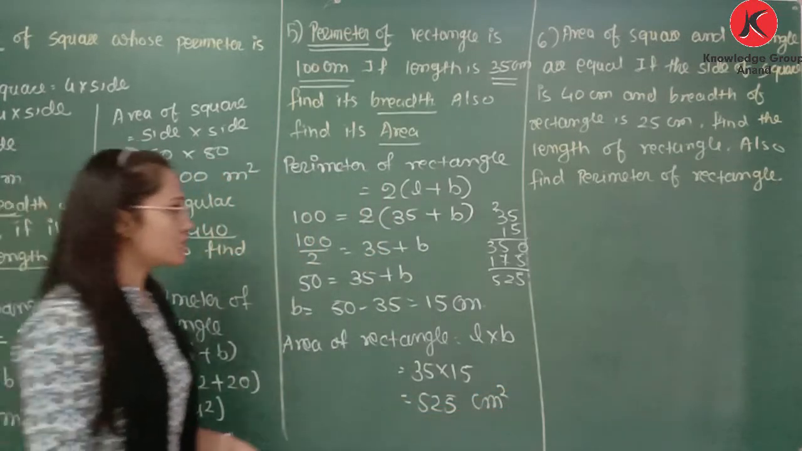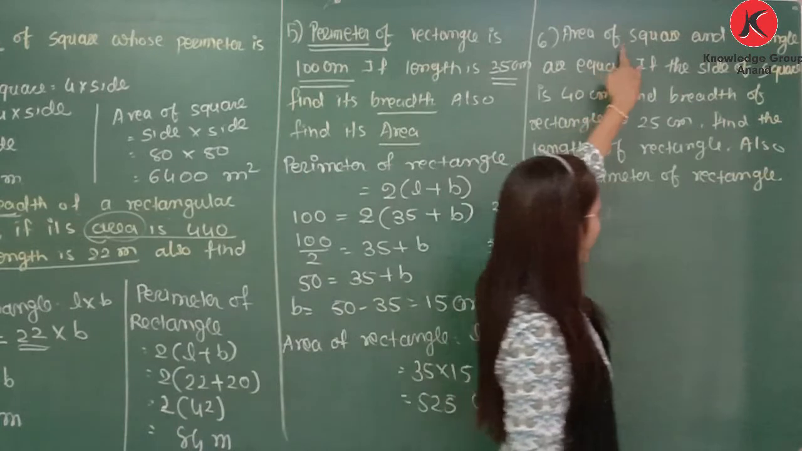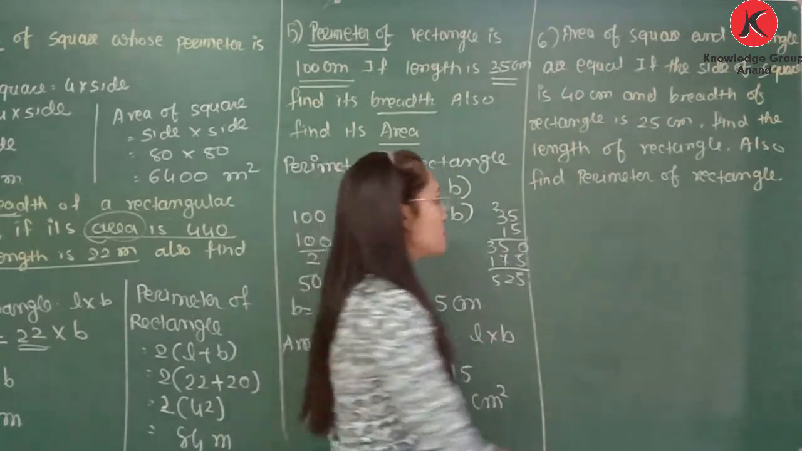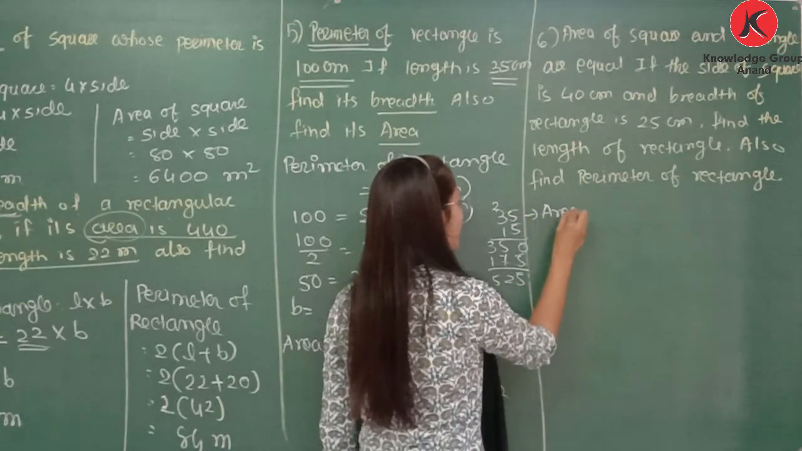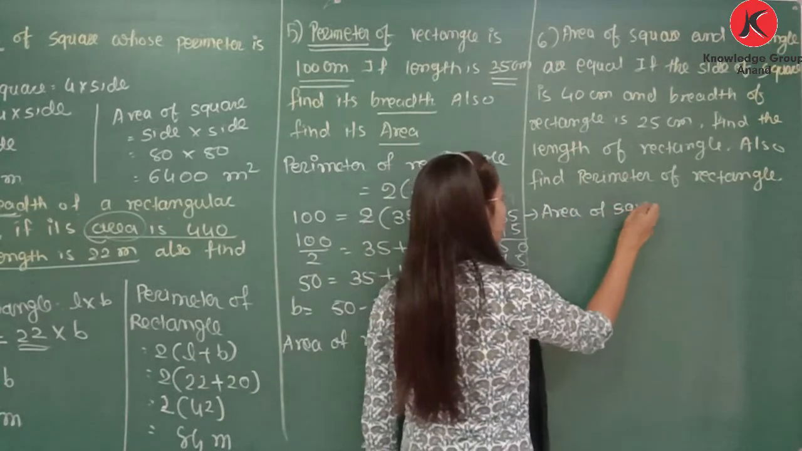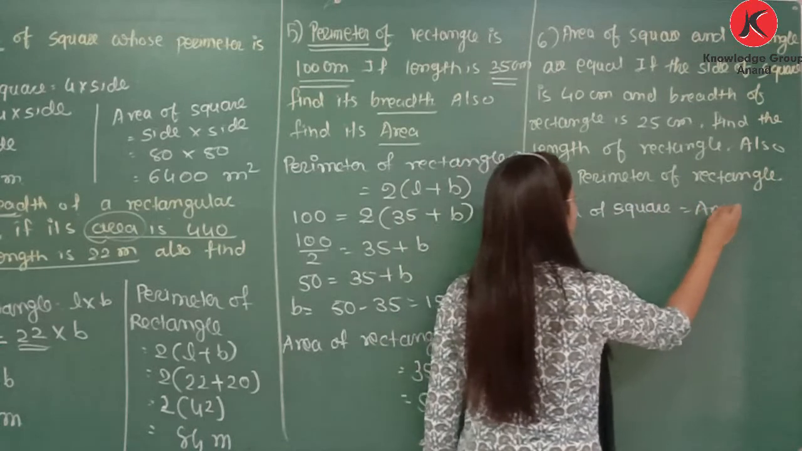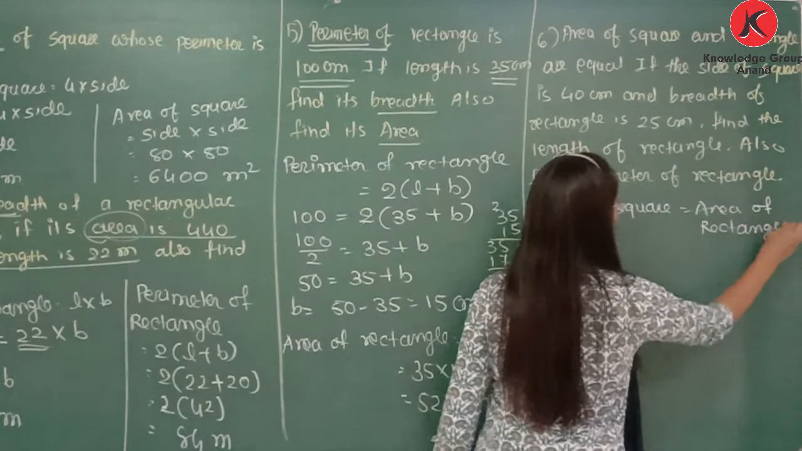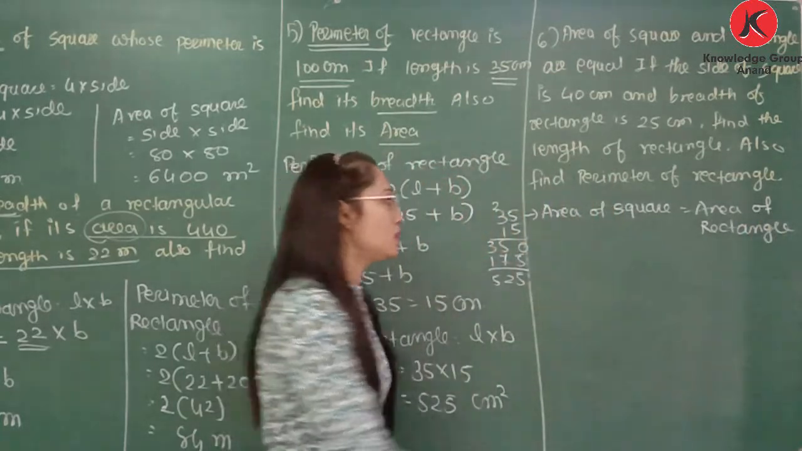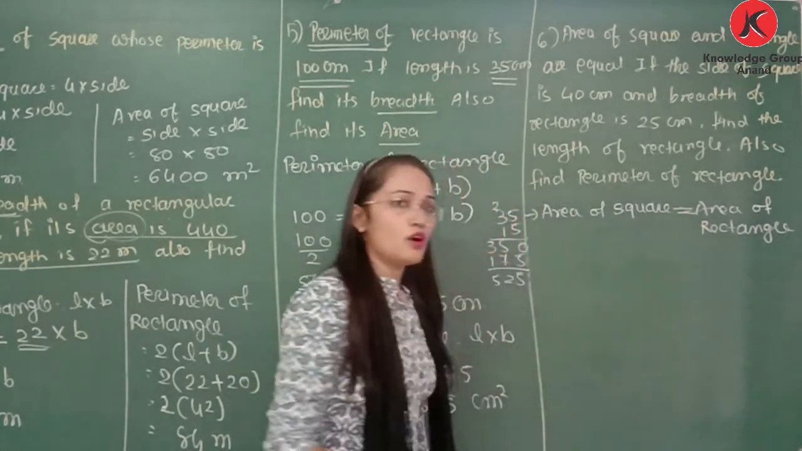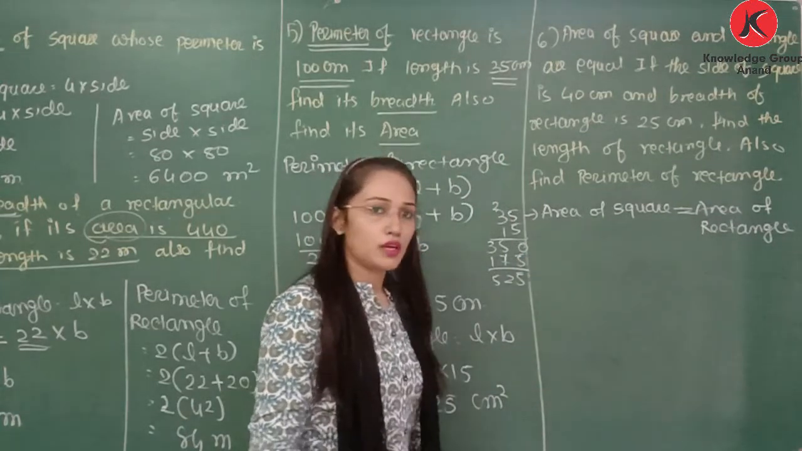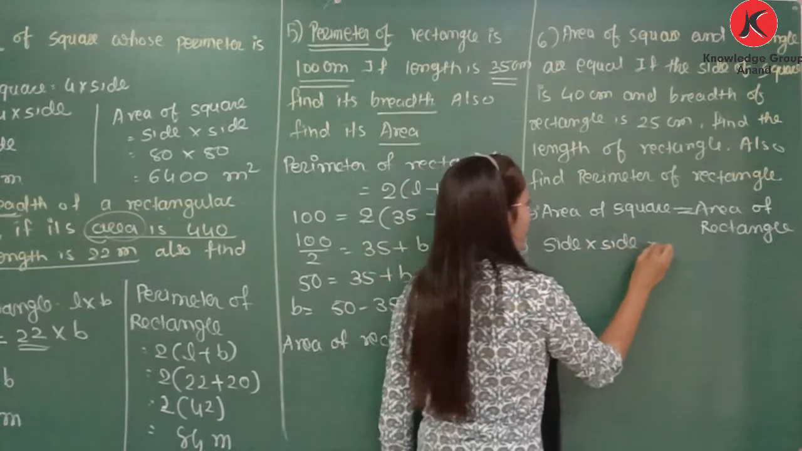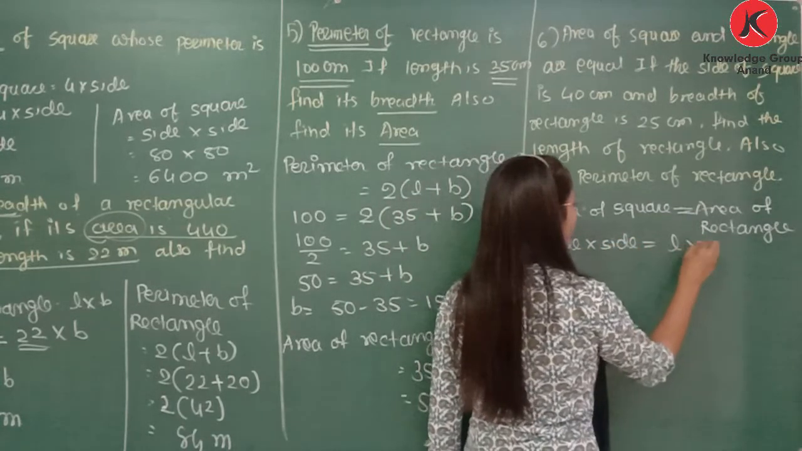Okay. Now next one. Area of a square and a rectangle are equal. So we can write from this first statement, that is area of a square is equal to area of a rectangle. Because the first statement says that area of a square and area of a rectangle are equal, it means we can write the equal to sign. What is the equation for area of a square? That is side multiply side. And area of a rectangle is L multiplied B.